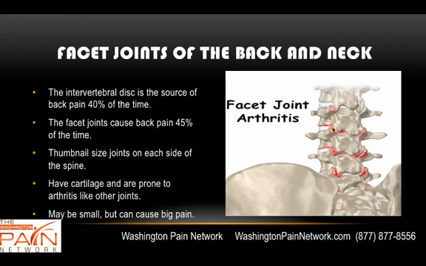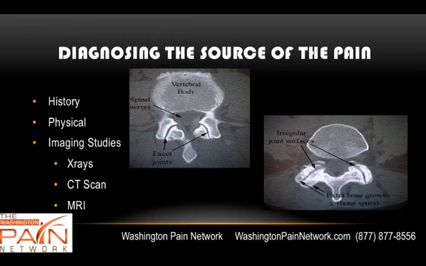These are the thumbnail-sized joints on the left and right at every level of the spine. And they consist of cartilage, so they're prone to arthritis just like a hip or a knee joint. They're really small, but they can cause a heck of a lot of pain. So diagnosing the source of the pain in the spine can be very difficult, but it takes a concerted effort, including a history, a physical examination, x-rays, maybe a CAT scan or an MRI.